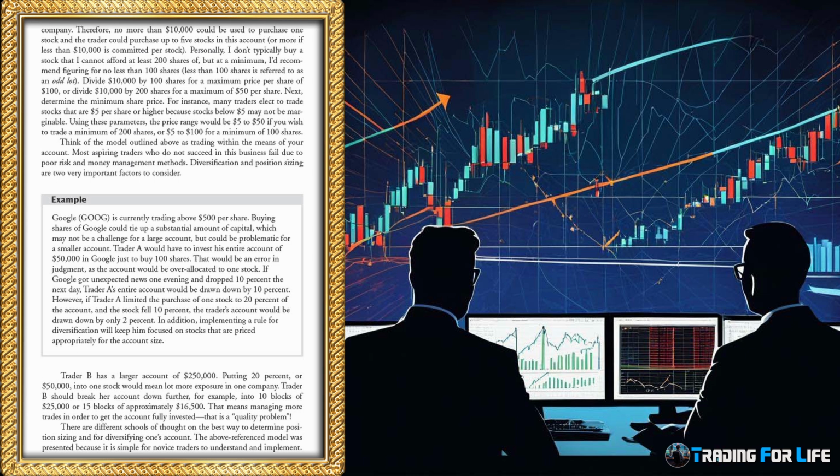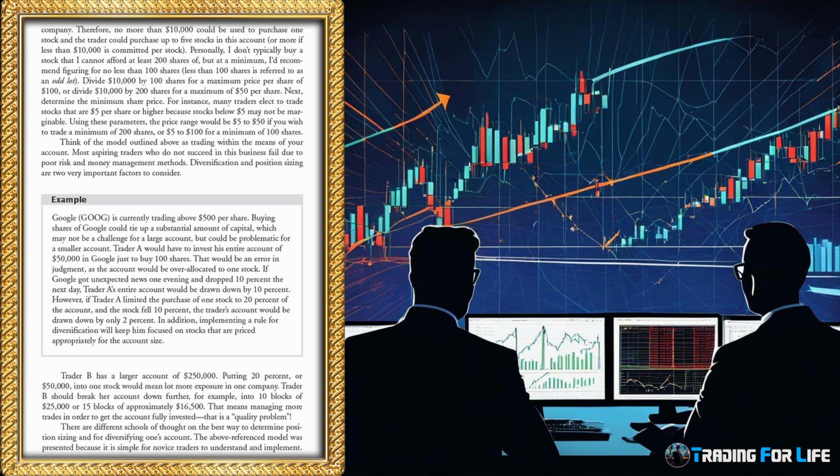Next, determine the minimum share price. For instance, many traders elect to trade stocks that are $5 per share or higher because stocks below $5 may not be marginable. Using these parameters, the price range would be $5 to $50 if you wish to trade a minimum of 200 shares, or $5 to $100 for a minimum of 100 shares. Think of the model outlined above as trading within the means of your account. Most aspiring traders who do not succeed in this business fail due to poor risk and money management methods.